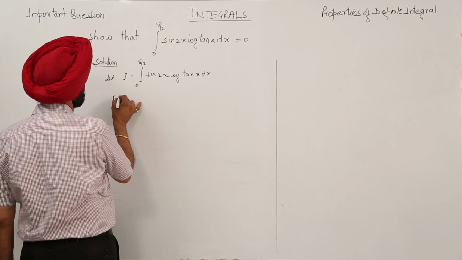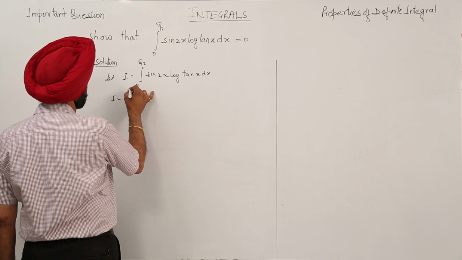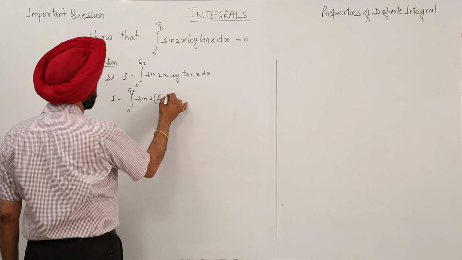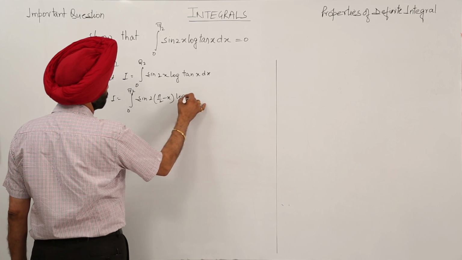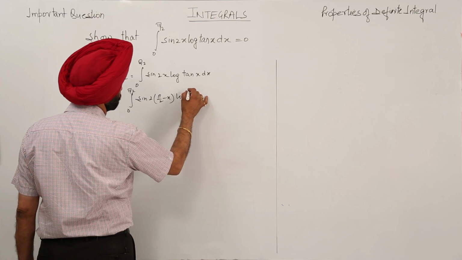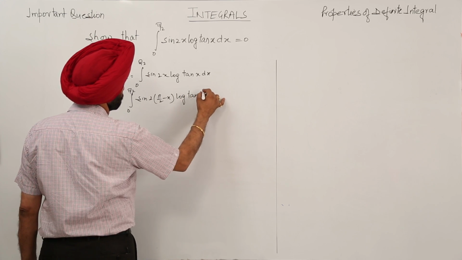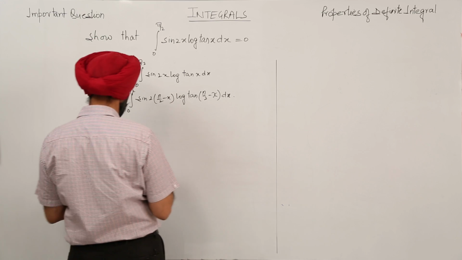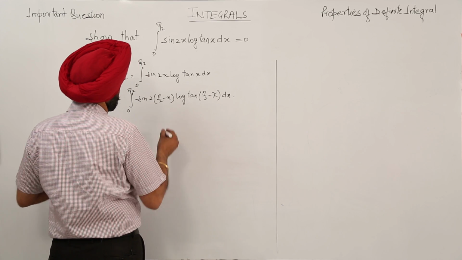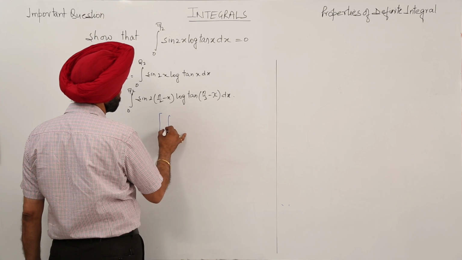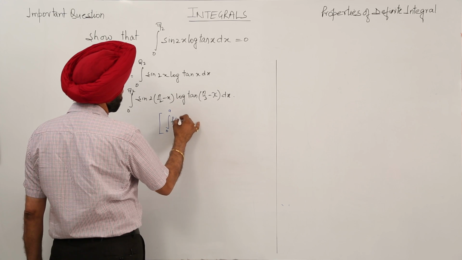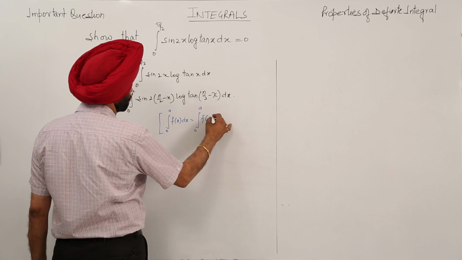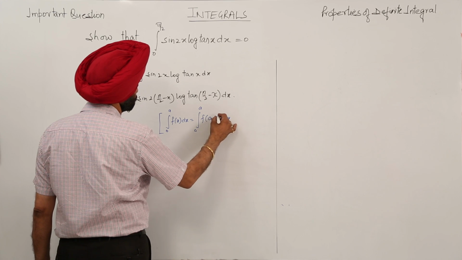Now this becomes the integration from 0 to pi by 2 of sin 2 times (pi by 2 minus x), log tan (pi by 2 minus x) dx. Which property have I used? The integral from 0 to a of f(x) dx is equal to the integral from 0 to a of f(a minus x) dx. I have used this property.